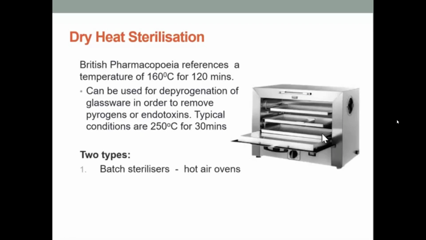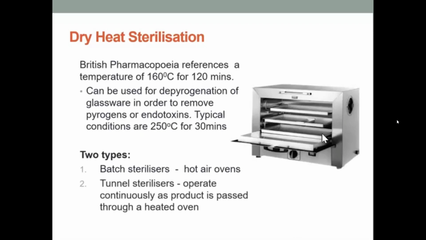There are 2 types of dry heat sterilisers. You can have a batch steriliser, which is a hot air oven, or you can have a tunnel steriliser, which is operated continuously as product is passed through a heated oven on a conveyor belt type system.